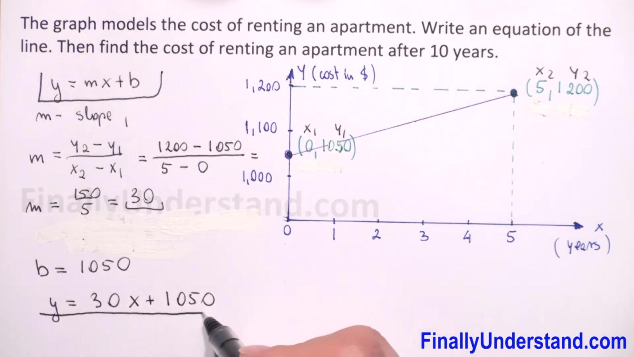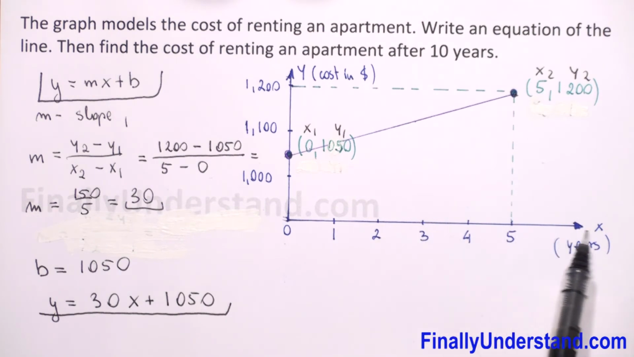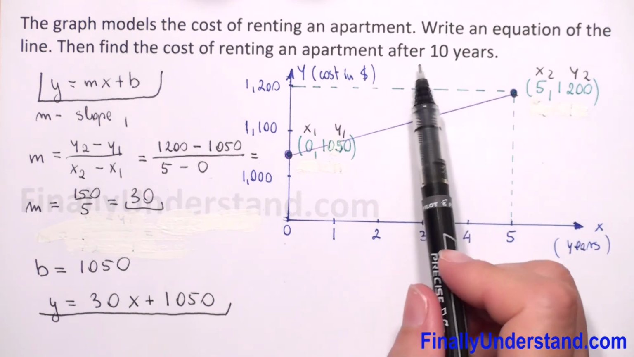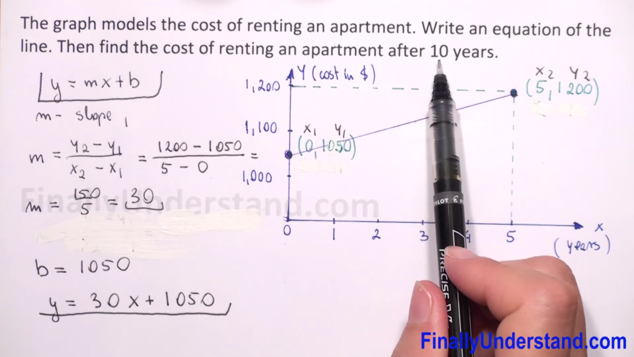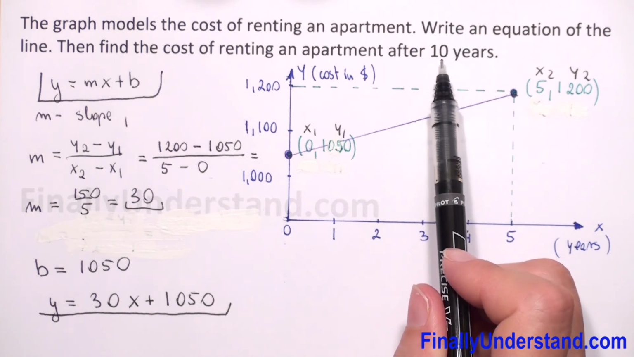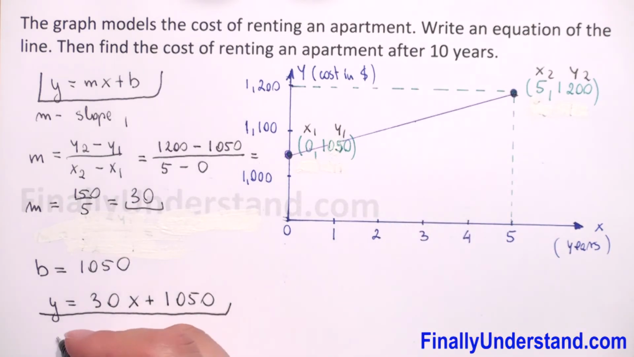We found our equation. Now we have to find the cost of renting the apartment after 10 years. The x-axis tells us about years. It means we now have to substitute x by 10 because we need to find the cost of the apartment after 10 years. So x is equal to 10.